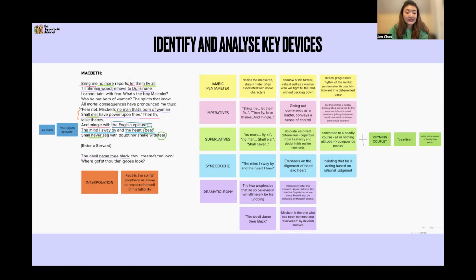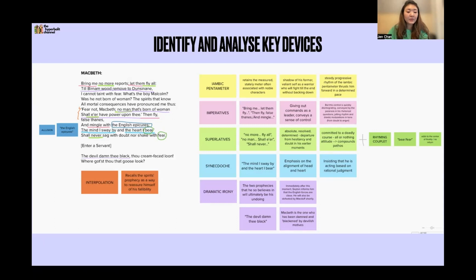But of course, we see that in the paranoia and the jumpiness of his rhetorical questions, his stature as this leader very quickly disintegrates. We see the use of superlatives in the references to no more fly all, no man shall ever have power upon thee, that his mind and heart shall never sag, etc. So these words also convey his absolute resolved and determined character.